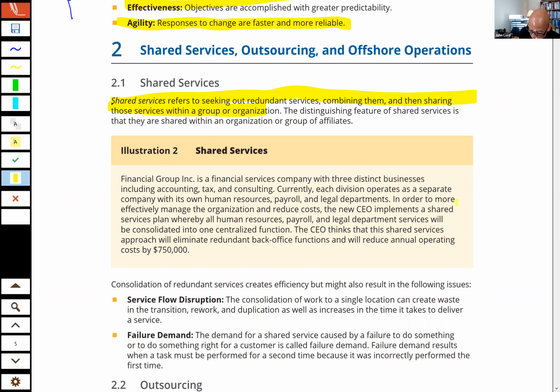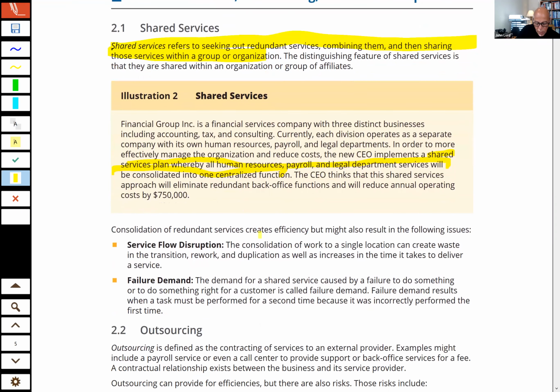Okay, so let's just look at this example here, which is a little bit helpful. You can see here that they talk about a shared service plan, whereby all human resources, payroll, and legal department services will be consolidated through one central function. So that would be a notion of the kinds of things that would be shared services. Consolidation of redundant services creates efficiency, but might have the following, and this is starting to sound a lot like an advantage, disadvantage type discussion.